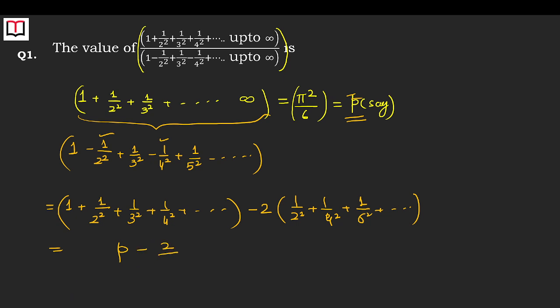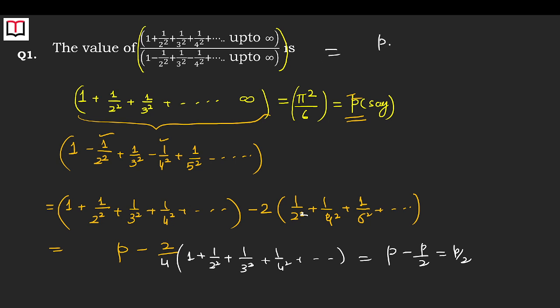Whenever you add and subtract the even terms, you can take 1 by 2 square common, which is 4. So it's 1 plus 1 by 2 square, and that repeats the same series again, which I'll call p again. So p minus p by 2, which is p by 2. Therefore the answer is p over p by 2. That's the general method which I apply.